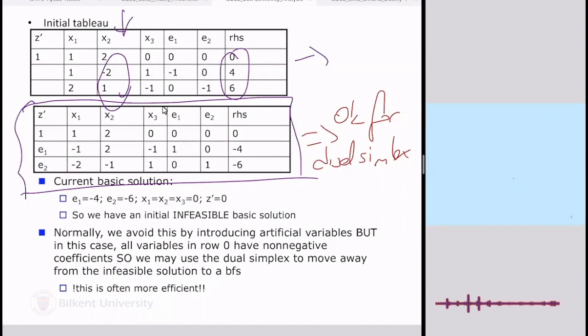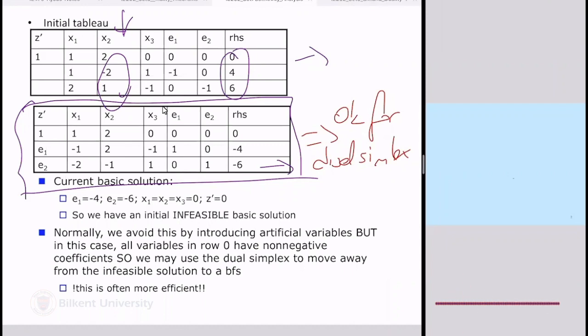Now we're in the dual domain, so I don't know who's going to enter. I only know who's going to leave, okay? Because from the dual's perspective, everybody's okay. Everybody seems all right. I'm in the feasible domain. I don't know which one is better. But I know which variable should go from the basis because the guy has a negative entry in the right-hand side. So when I use dual simplex, I know who should leave the basis first.